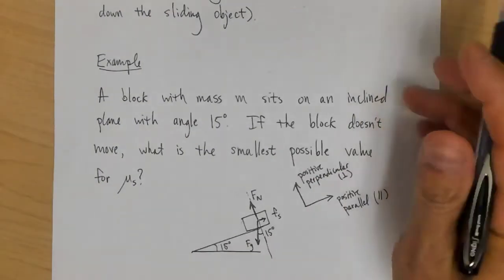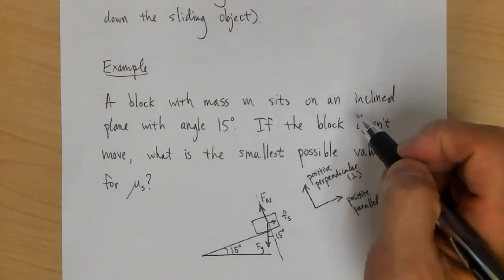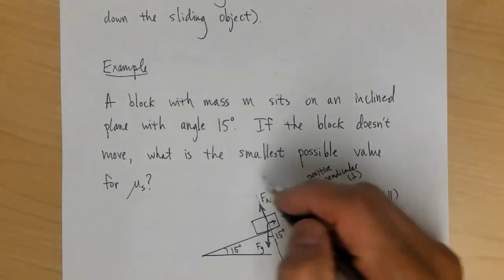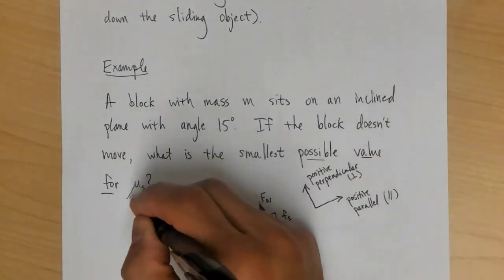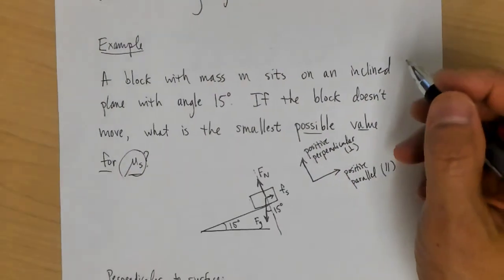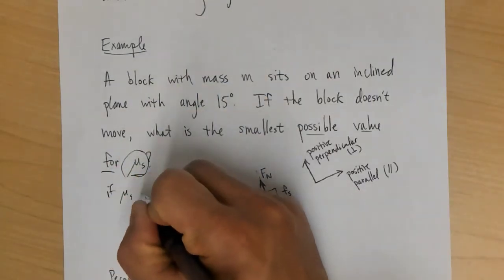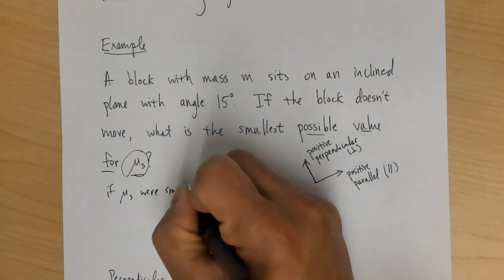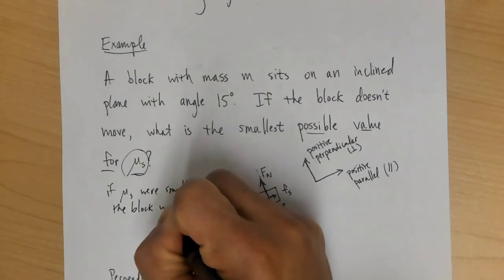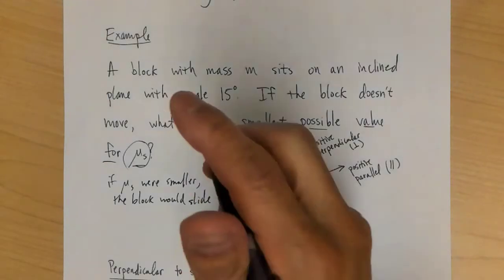Let's now consider an example. Let's suppose I have a block with mass m that sits on an inclined plane with angle 15 degrees. If the block doesn't move, what is the smallest possible value for mu s? Okay, so if you're faced with a problem asking for the smallest possible value for mu s, what that means is that if mu s were smaller, the block would slide. Okay, that's logically equivalent. If mu s were smaller, the block would slide.